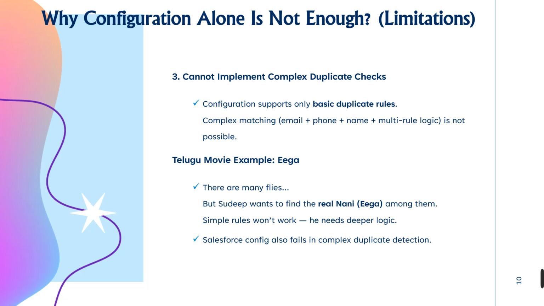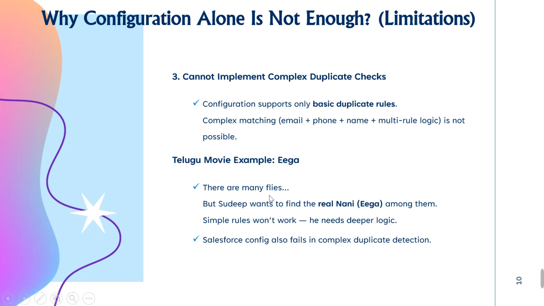Okay. Now we'll see the third limitation. We cannot implement complex duplicate checks. But we can do simple duplicate checks. So that's what we are calling out here. Configuration supports only basic duplicate rules. Complex matching, like email plus phone number plus name plus multi-rule logic, is not possible. Okay, we'll take an example of the movie Eega.